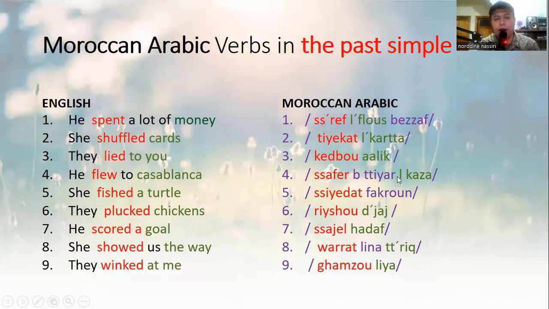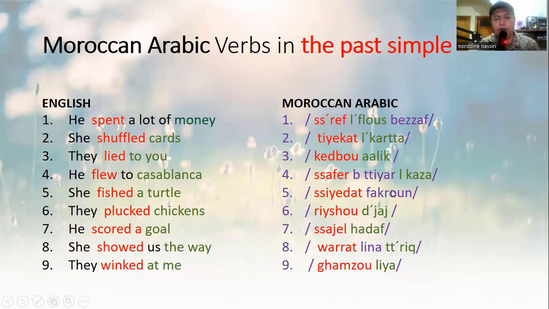Number 4. He flew to Casablanca. سافر بالطيارة لكازا. He traveled by plane to Casablanca. سافر is travel. بالطيارة by plane لكازا. Okay. Casablanca.